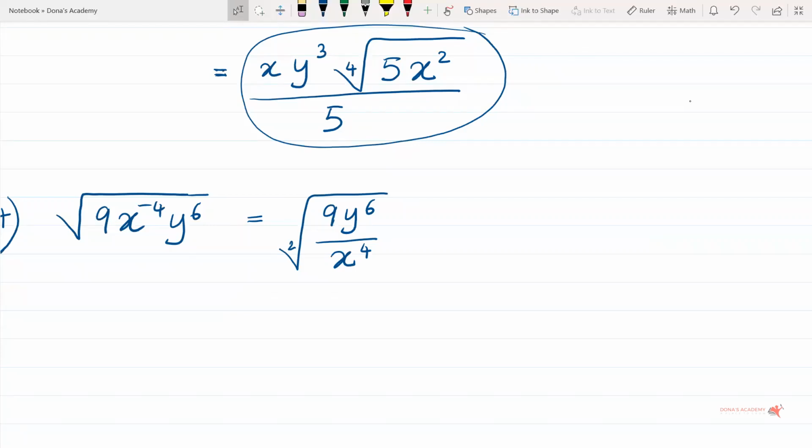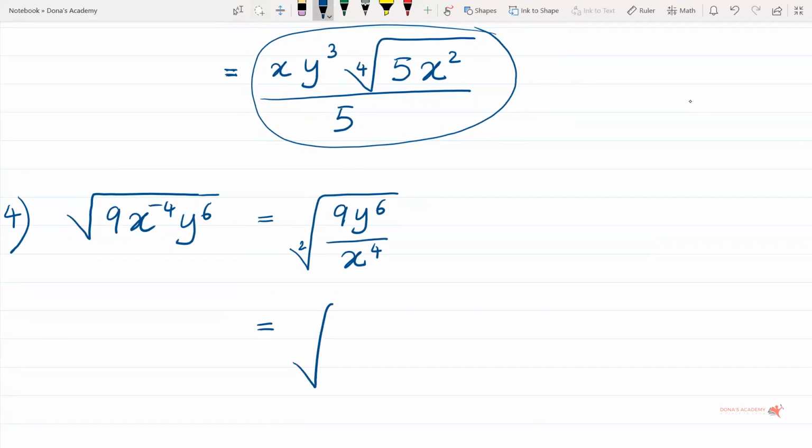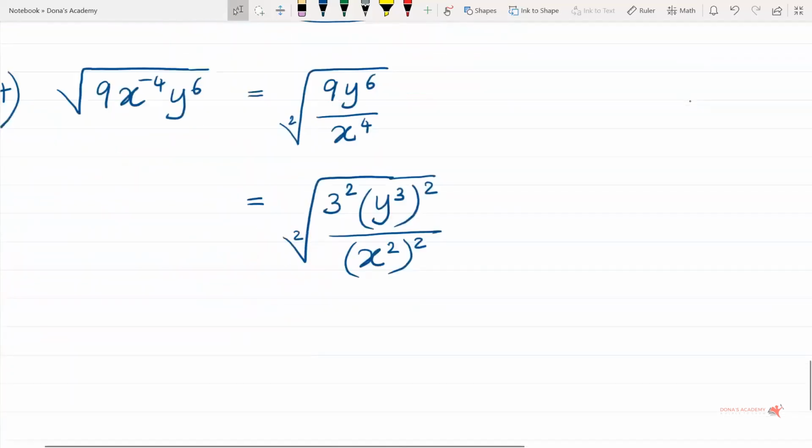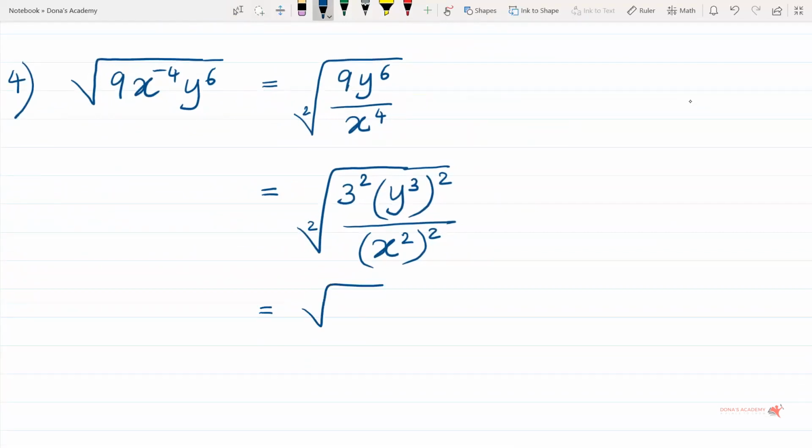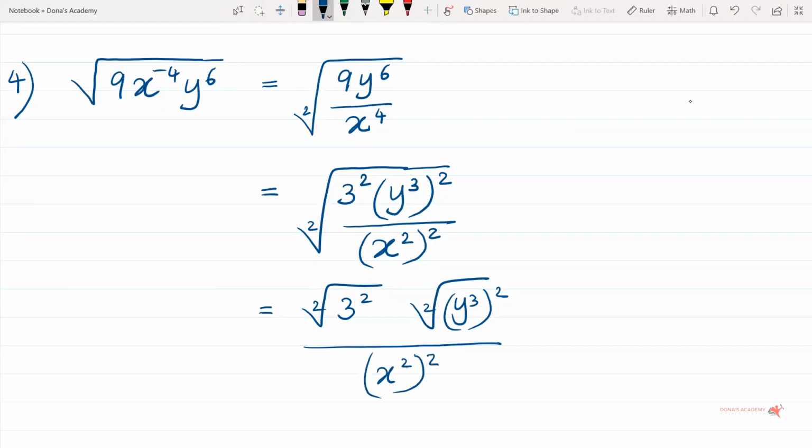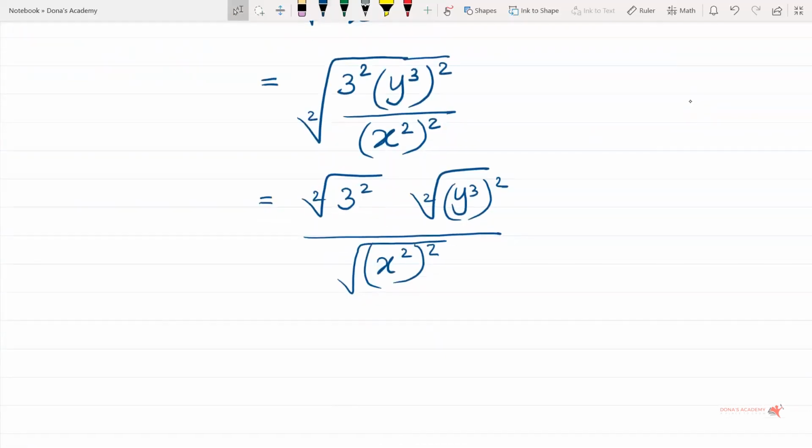Now we can rearrange this in this way. This is 3 square, right? 9 is 3 square. This is y cube square. And this is x square square. Now let's split this. This is easier. 2, 3, 2 and y cube 2. This is x2, 2 square root. This thing is 3. Here I have y cube and then I have x square.